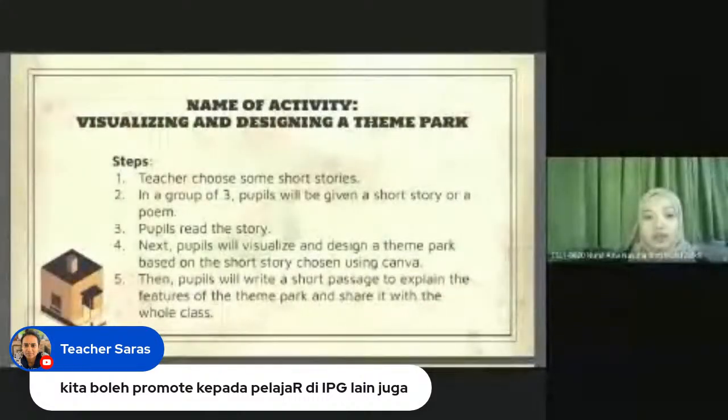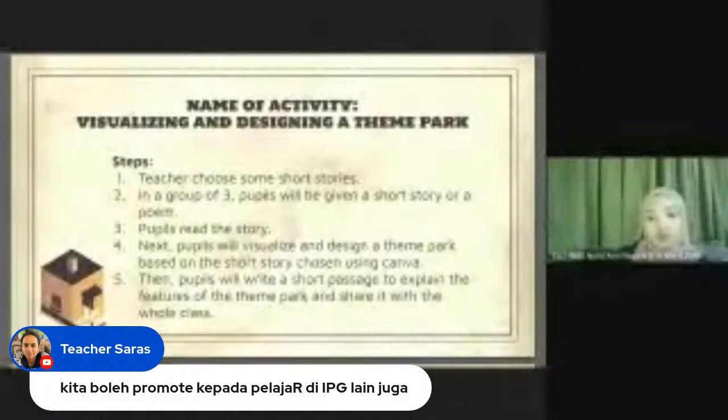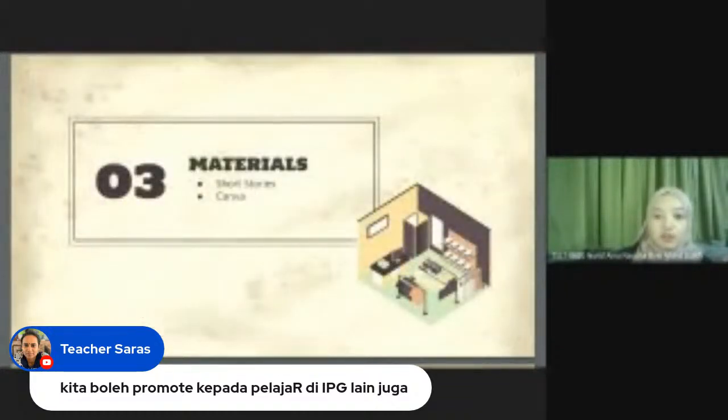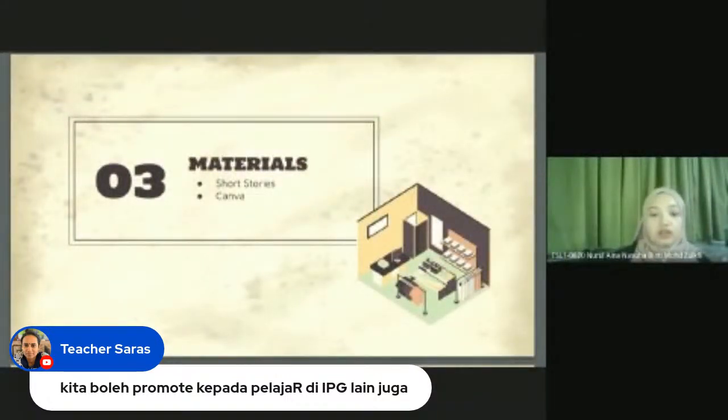And then in a group of 3, pupils will be given a short story or a poem, and they will read the given stories. Next, they will have to visualize and then use their own creativity to design a theme park based on the short story chosen by using Canva. And lastly, pupils need to write a short passage to explain the features of the theme park and share it with the whole class. Okay, now my presentation partner will explain more on the activity, which is the materials used and also the relevance of this activity from how STEM elements are integrated in the activity.